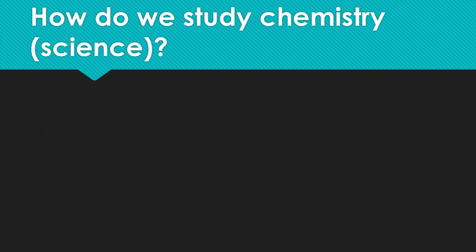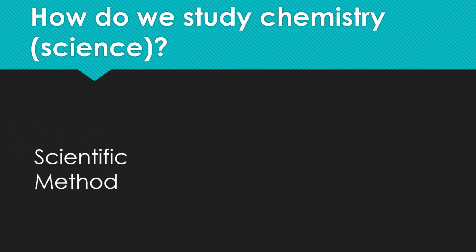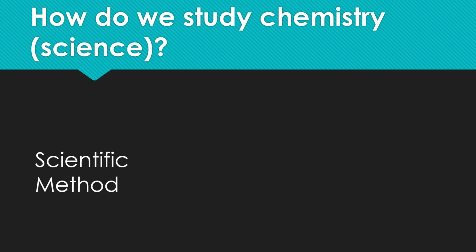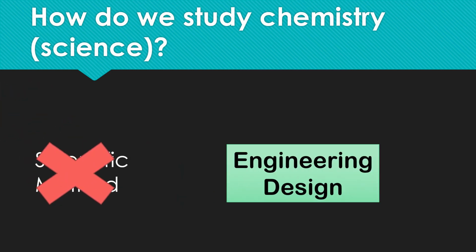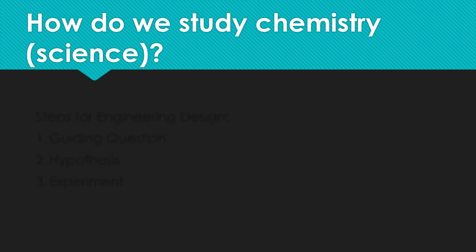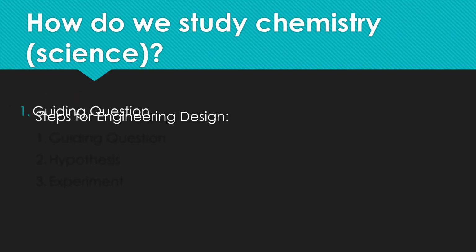So how do we study chemistry? How do we study science or matter in general? How did scientists do all that? We used to call it the scientific method. I don't really like to call it that anymore. It's the same thing, but really what we do is we have an engineering design that we use and implement to study chemistry. Some of the steps for engineering design include coming up with a question.